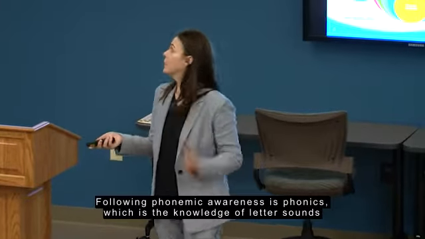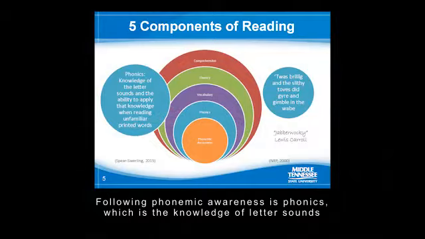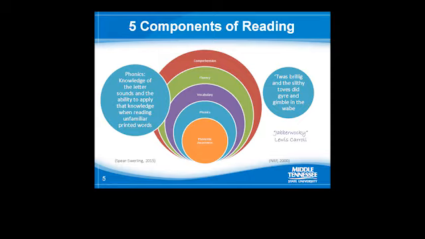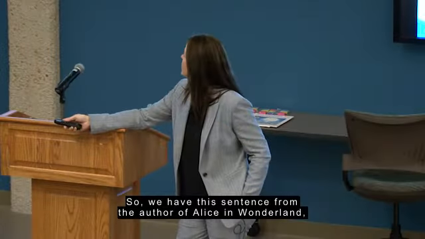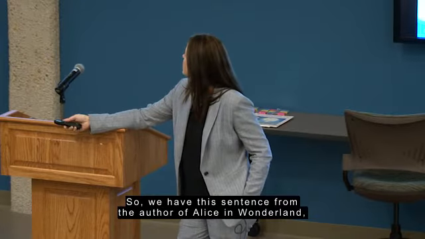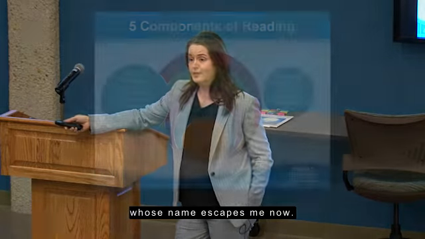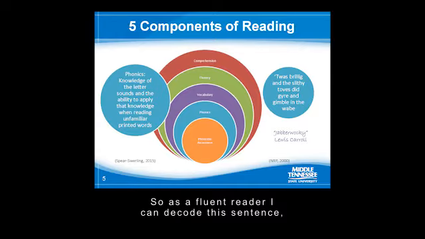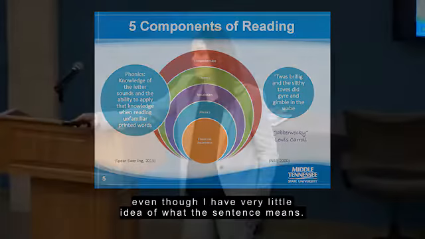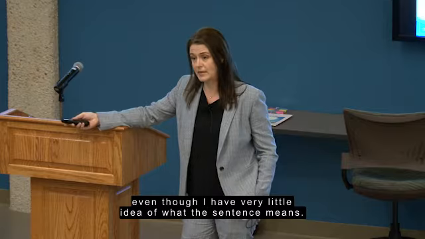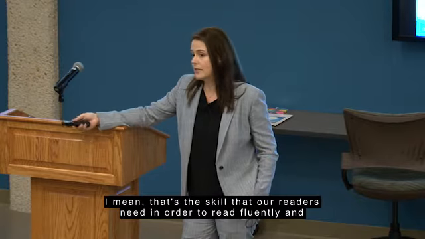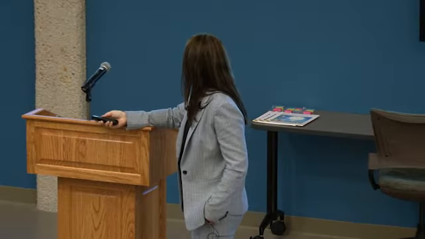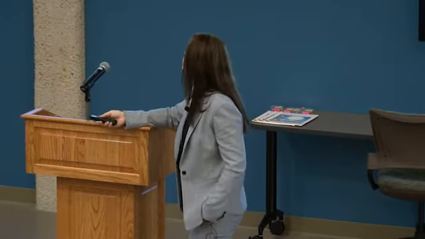Following phonemic awareness is phonics, which is the knowledge of letter sounds and the ability to apply that knowledge to decode unfamiliar words. So we have this sentence from the author of Alice in Wonderland, whose name escapes me now. "'Twas brillig and the slithy toves did gyre and gimble in the wabe." So as a fluent reader, I can decode this sentence, even though I have very little idea of what the sentence means. And that's the skill that our readers need in order to read fluently and to build comprehension. Lewis Carroll, sorry, I blanked.